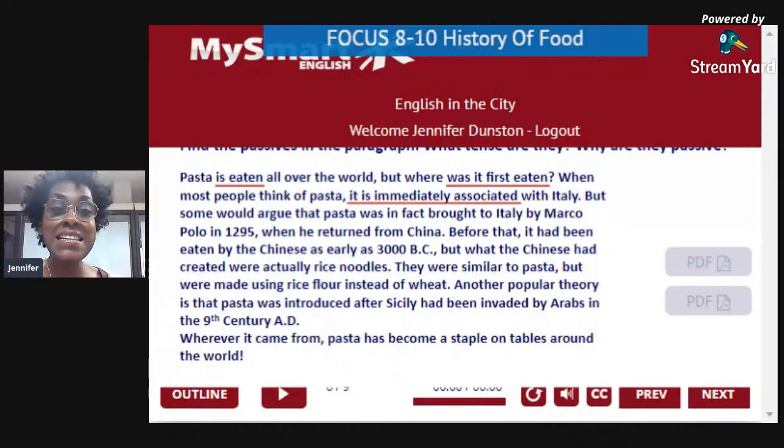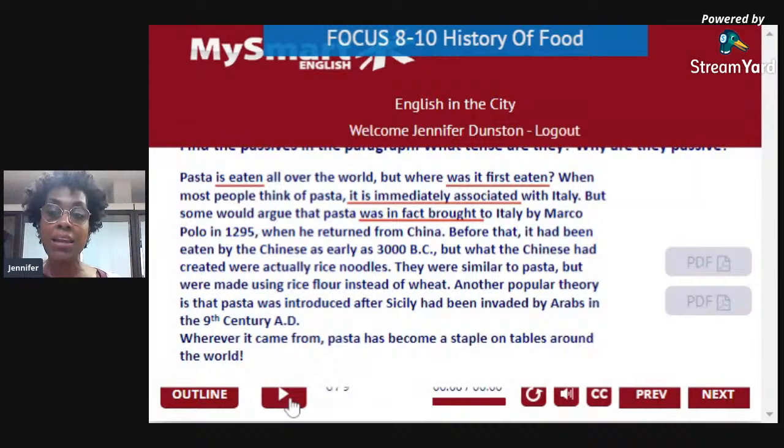And then we have it is immediately associated with, thank you, Sabrina, excellent point, which is present passive. Thank you, Teresa. It had been eaten, but before it had been eaten, it was in fact brought to Italy, which is past passive. What makes it past passive and not present passive? We see the difference in the verb to be. In our present passive, we have is eaten, is immediately associated, but in our past, we have was eaten and was brought. Let's keep going.